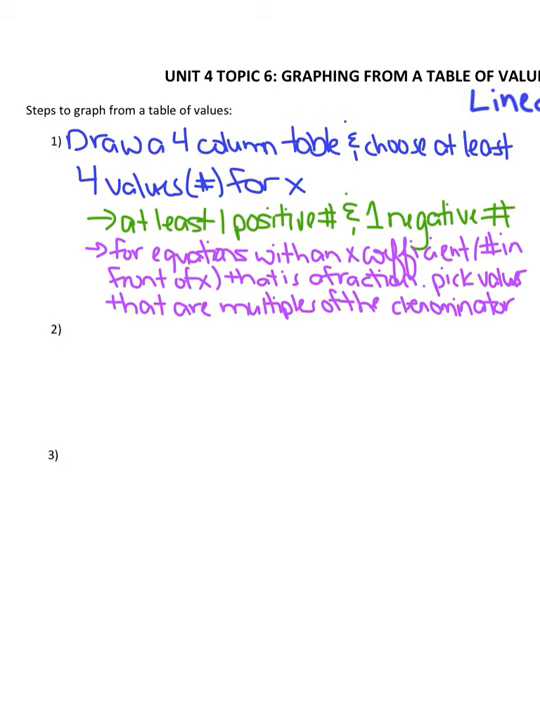All right, so we're going to draw a 4-column table. We're going to choose at least 4 values for x. You need to have at least one positive and at least one negative. And if we have y equals mx plus b, and the slope is a fraction, then we're going to use multiples of the denominator. Once we have that done, then we go to step 2.